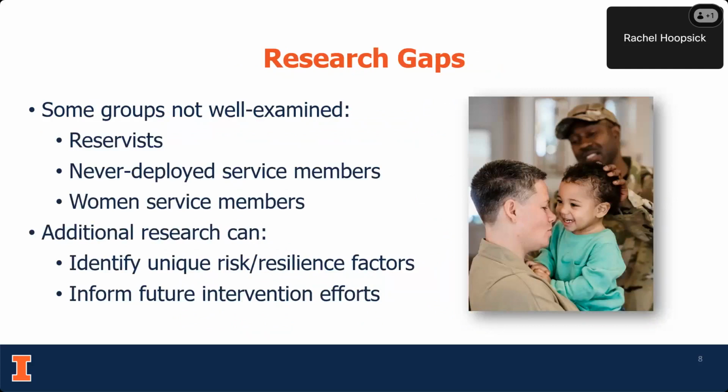So there are some pretty notable gaps in the literature regarding substance use and mental health in military populations, with really large deficits in information regarding reservists or part-time service members who've never experienced deployment, and of course among female service members as well, because they're frequently excluded from military research. Further research on substance use and mental health that includes these subgroups can help to identify unique factors that affect service members' risk and resilience for problems with substance use and mental health, and ultimately can inform more effective intervention efforts for military populations as a whole.